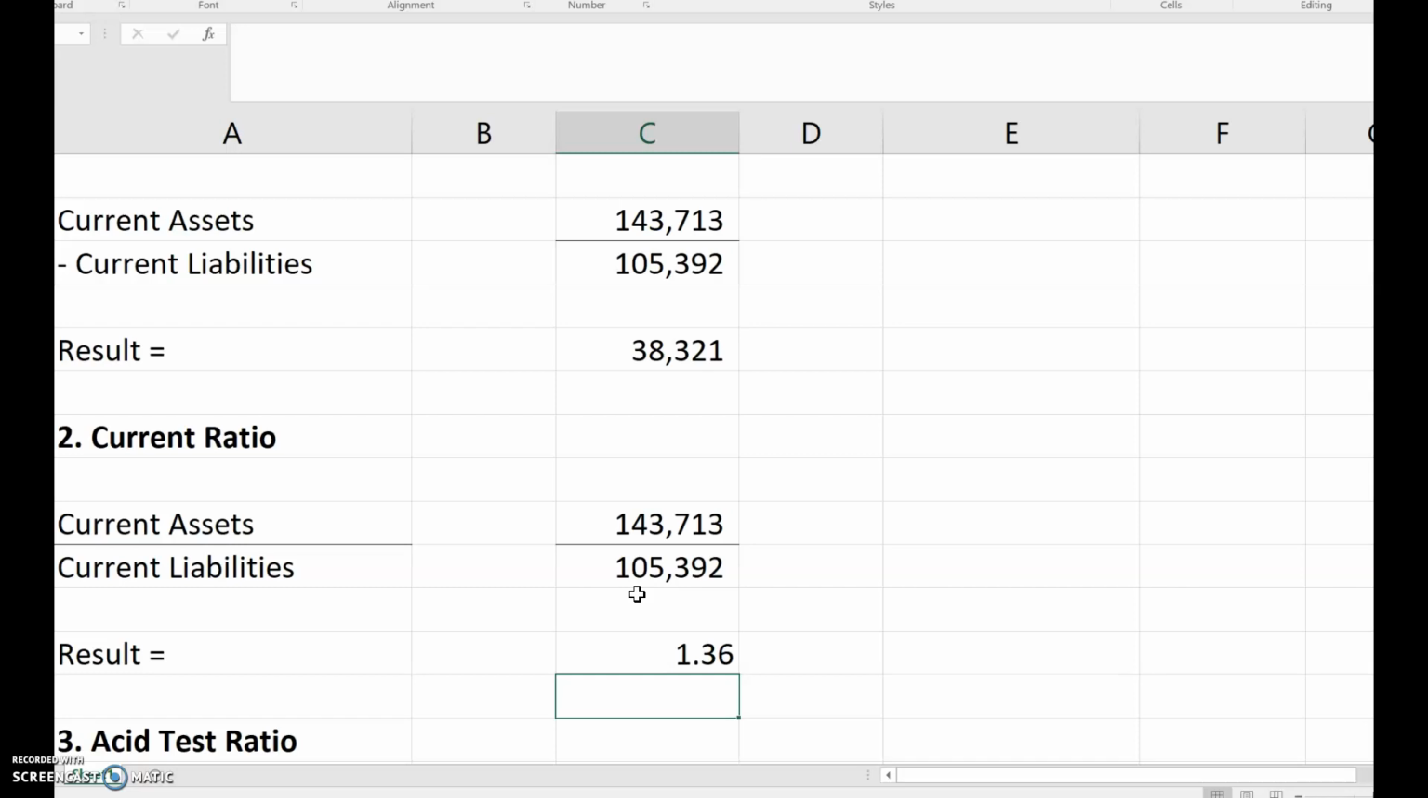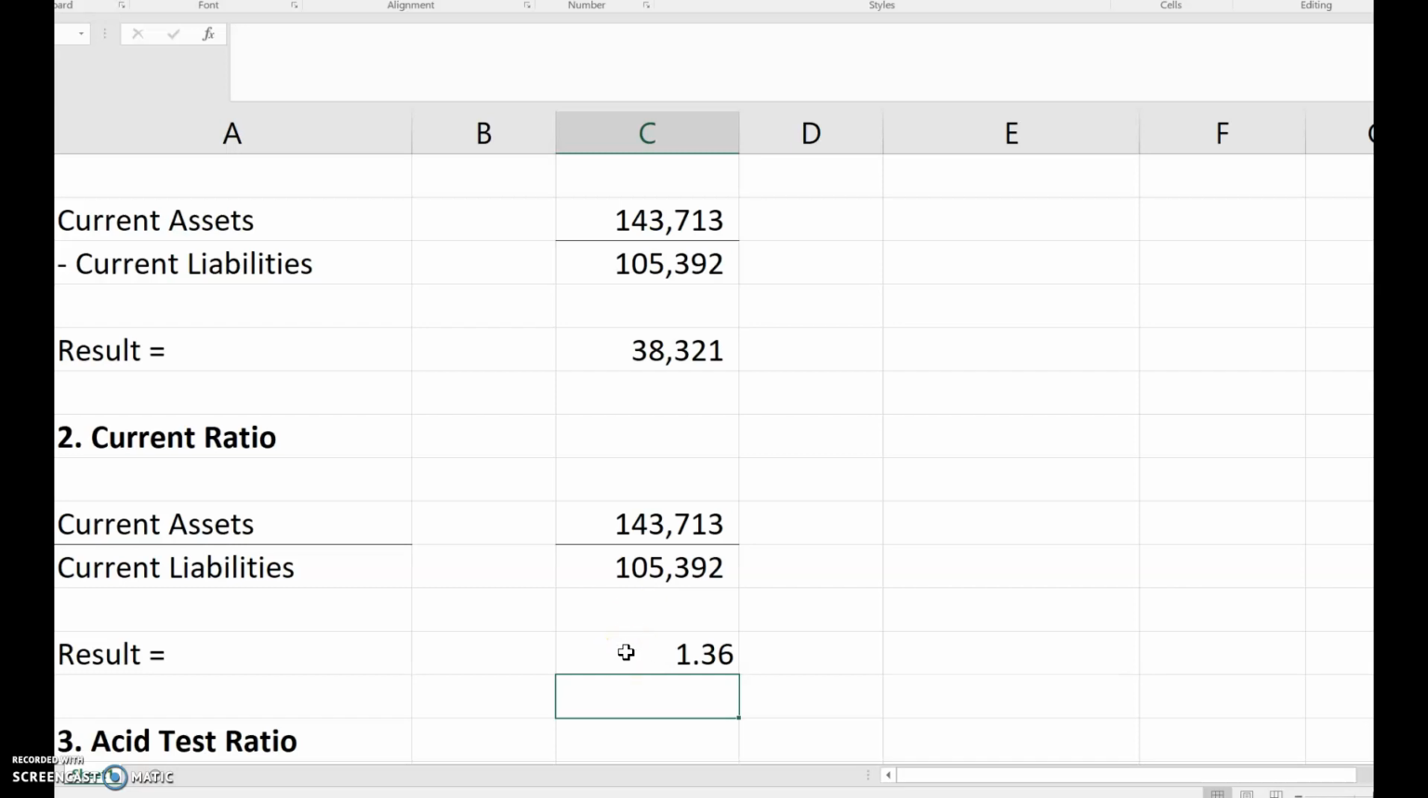Sometimes, depending on the industry, the guideline says they want a current ratio of 2. And sometimes the bank will call a loan if your current ratio falls below 2. So you have to be familiar with what is standard, what's acceptable in the industry.